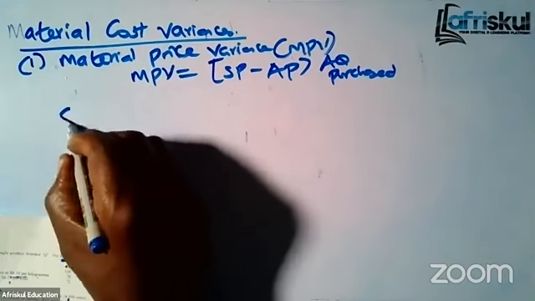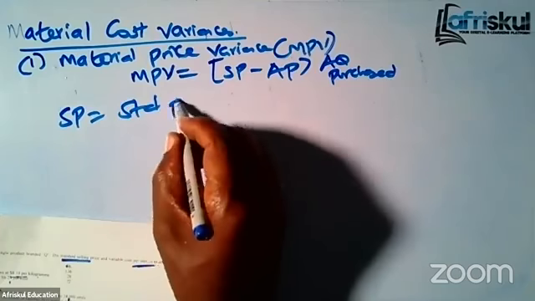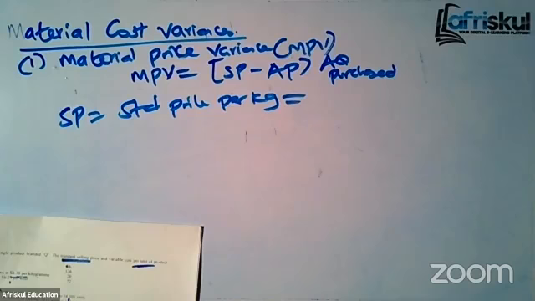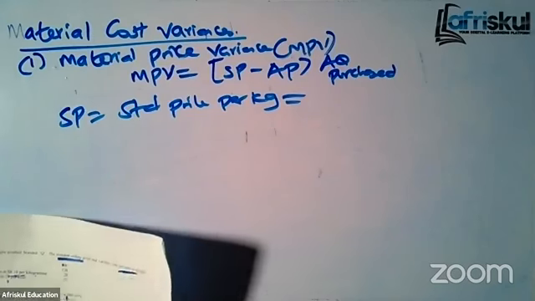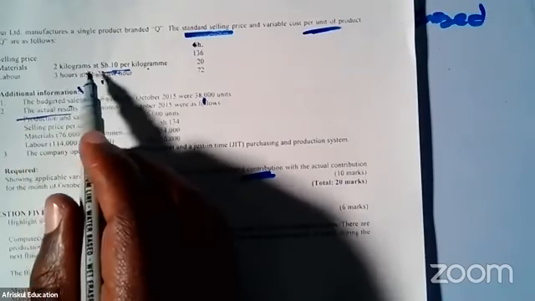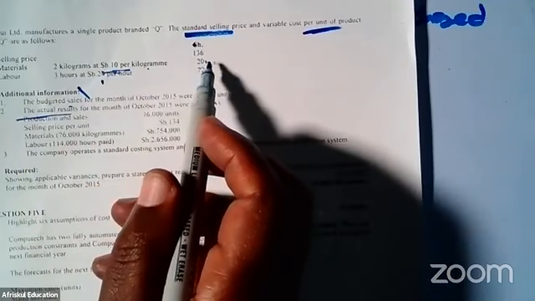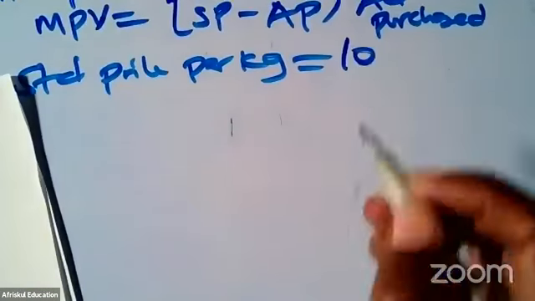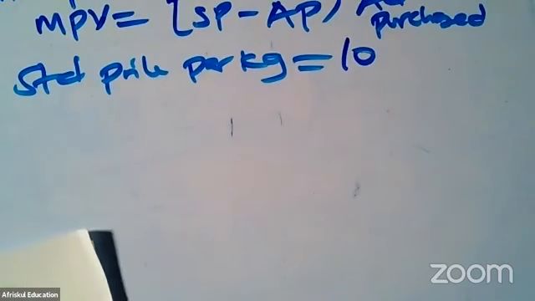So this SP stands for standard price per kilogram. Have they given us the standard price per kilogram in this question? If you look at this question very well, we have the standard card here, where they have given us materials 2 kilograms at shillings 10 per kilogram, which gives us 20 here for our whole unit. But I want the standard material price per kilogram. So it is 10 per kilogram. So this is 10. And then we have AP.